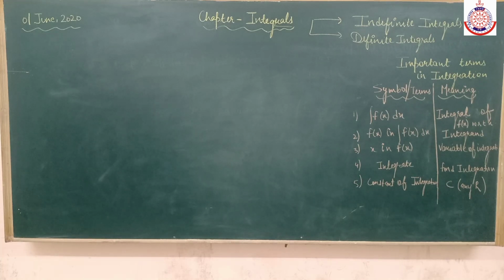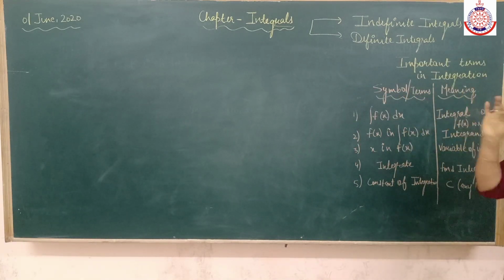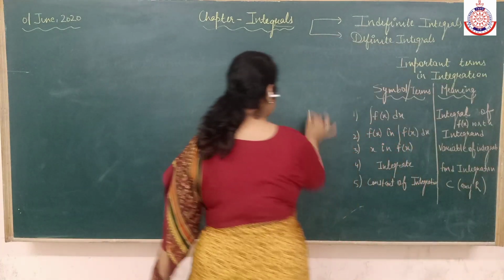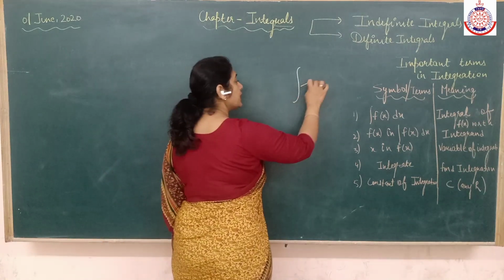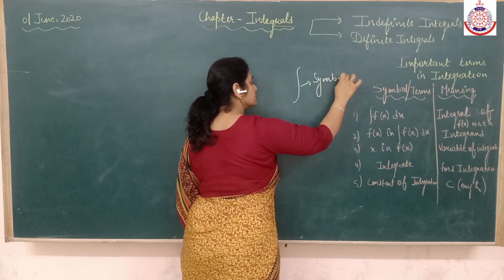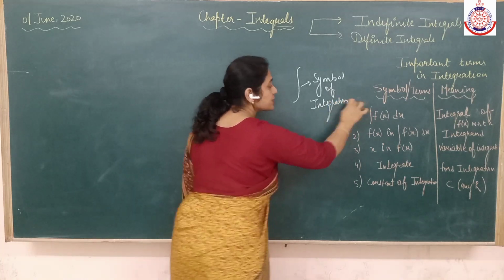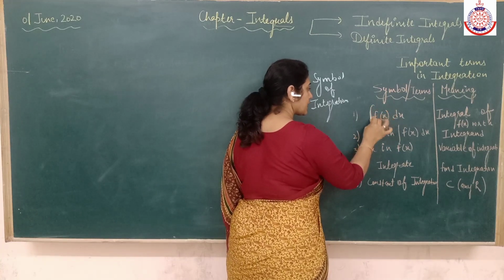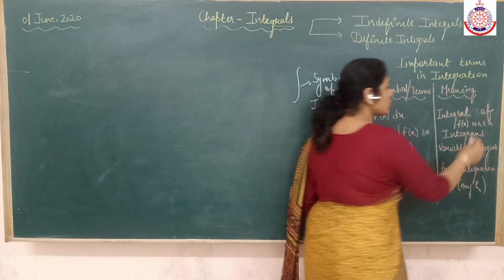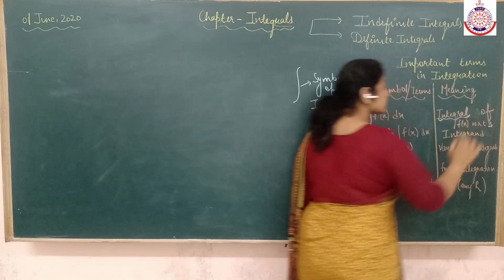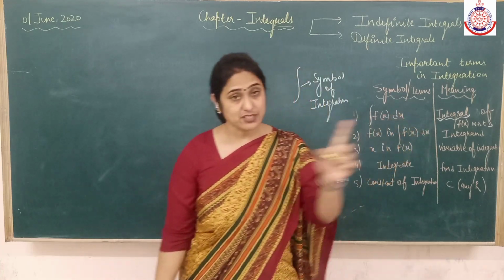Terms related to integration. Some important terms: the symbol and terms, and what they indicate, the meaning. Okay, first of all, this is the symbol of integration. So if it is written f of x dx, it means integral of f(x) with respect to x. That means I have to find out the integration of f(x) with respect to x.